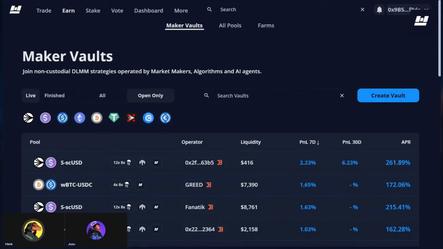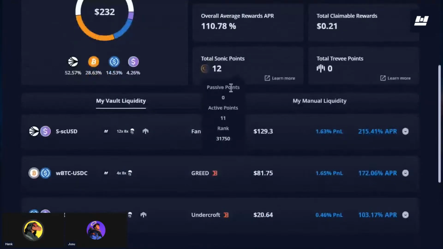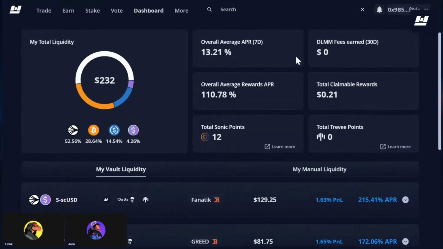So now I deposited some vaults. I had one already deposited before, and up here you can see the dashboard. If you click there, I think it's a really nice overview. You can see from all your liquidity positions your token allocation over all the vaults that you're holding. You can see the overall APR over the last 7 days, and the overall rewards APR.